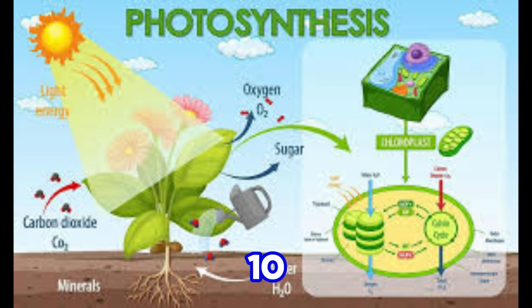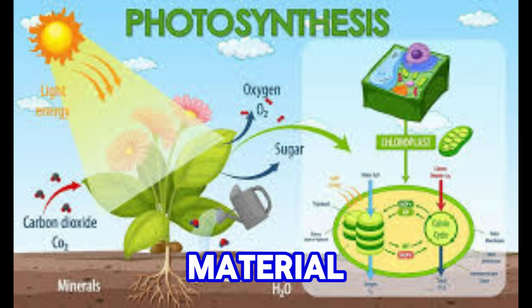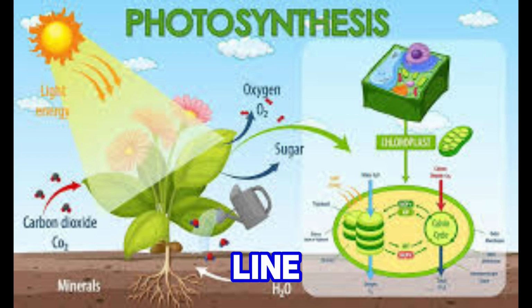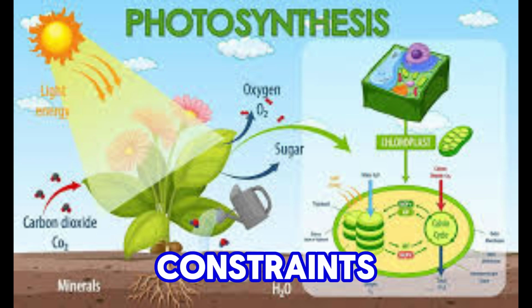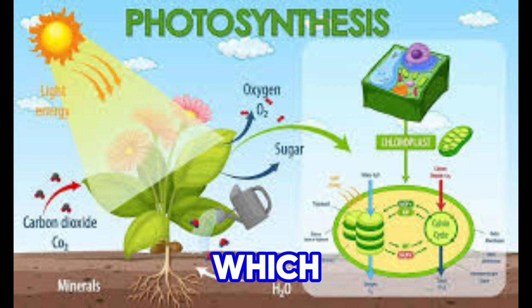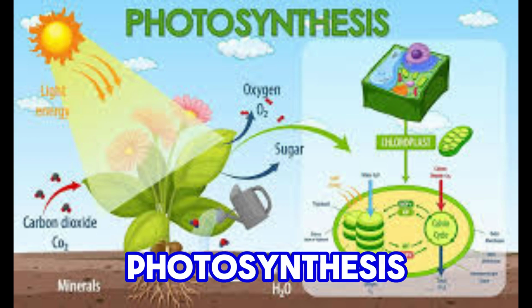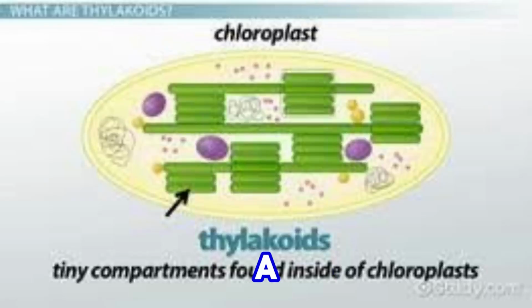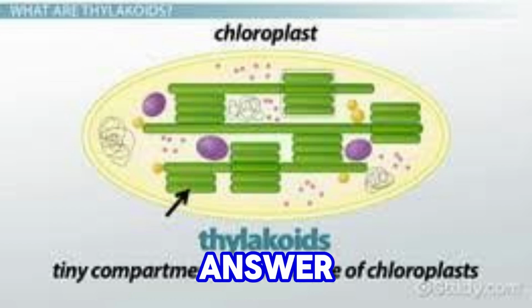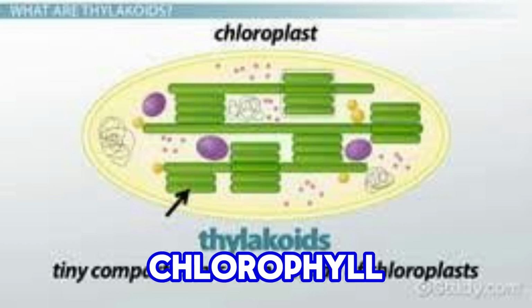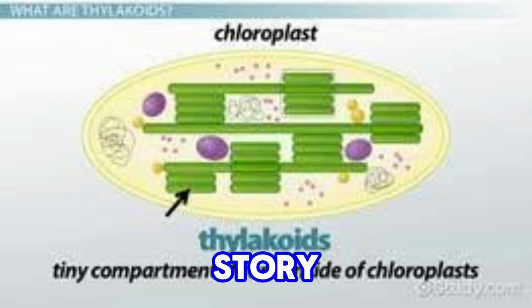Imagine a factory with 10 machines. But one machine has no raw material. The entire production line can be limited by that missing resource. Plants face similar constraints. Quick quiz 2. Which organelle contains the main structures where photosynthesis occurs? A. Nucleus. B. Chloroplast. C. Ribosome. D. Lysosome. The answer is B. Chloroplast.